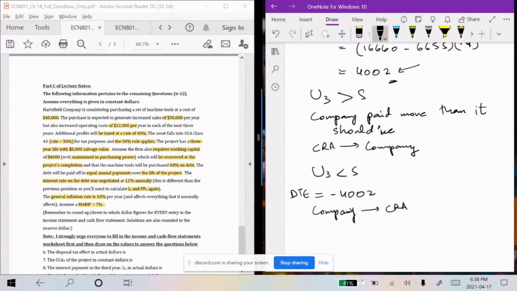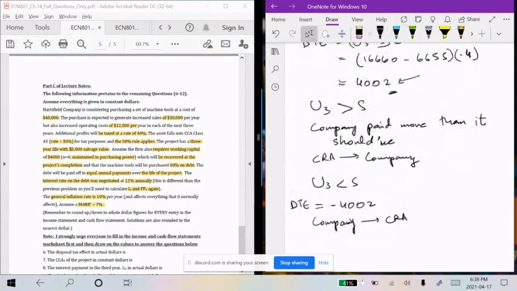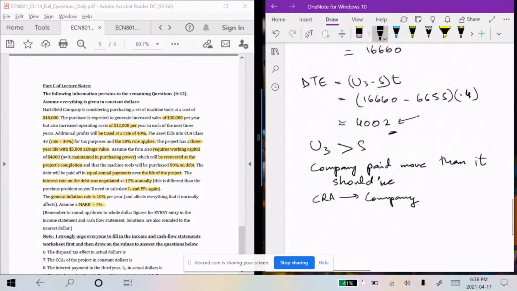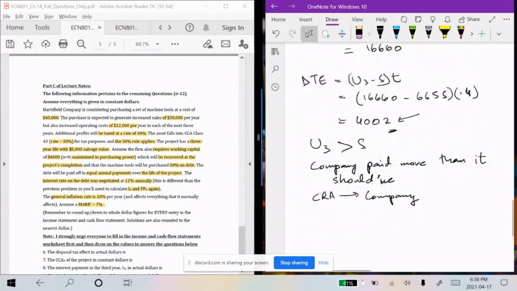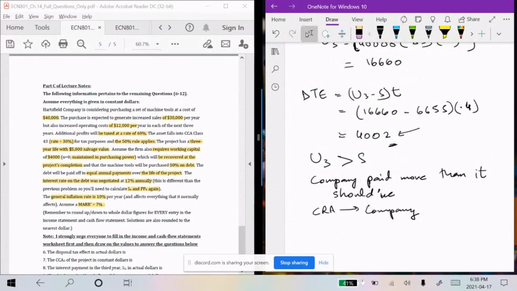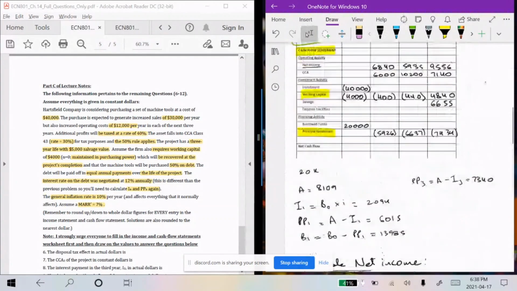So the company would have to give this amount to the CRA. Again, I was just explaining this. So in this case, we got 4,002. The CRA would give this to the company. Also, they wouldn't literally give this by a check or something. They would just deduct this amount from the income tax. Okay, that's how you get the disposal tax effect. 2002, right here.